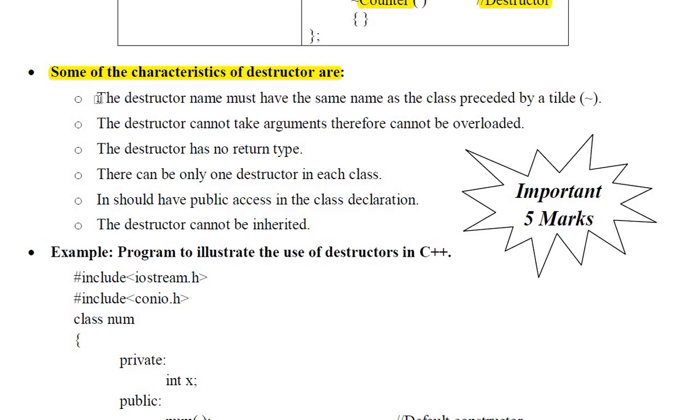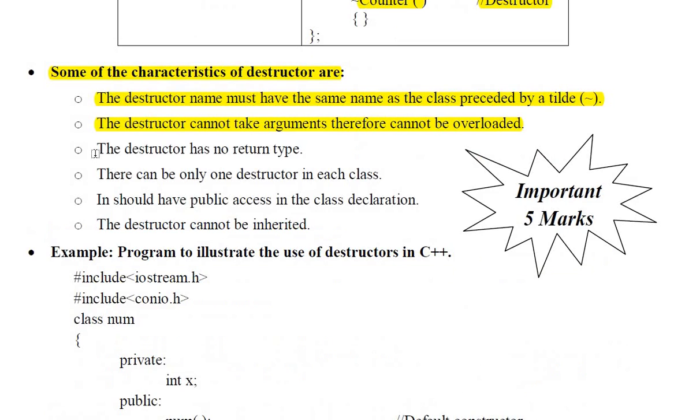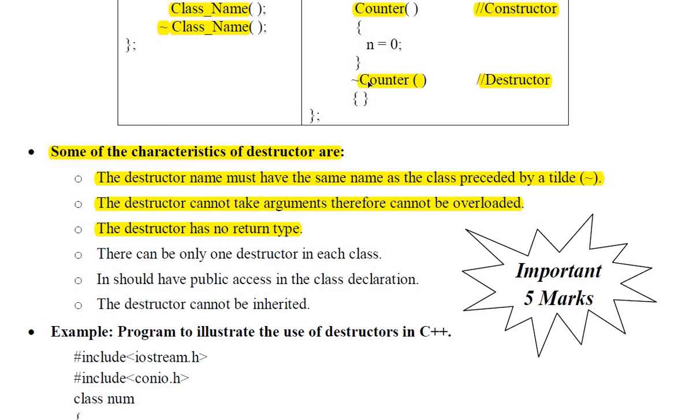The destructor must have the same name as the class preceded by a tilde. Means the destructor function should have the same name as the class name with a tilde symbol. The destructor cannot take arguments, therefore it cannot be overloaded. So the destructor function cannot be overloaded because it cannot take any argument. It will just use empty parentheses. Between the parentheses we cannot give any parameter to a destructor. The destructor has no return type. So it will not use any return type. Directly it uses just the function name.